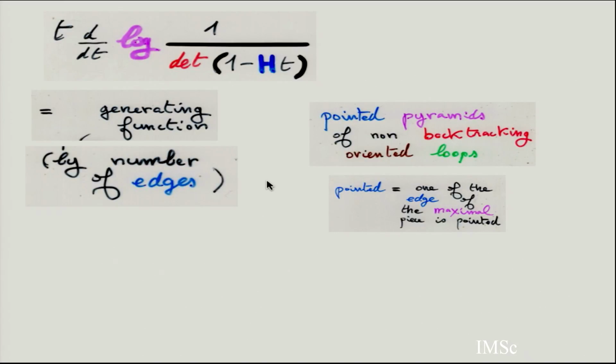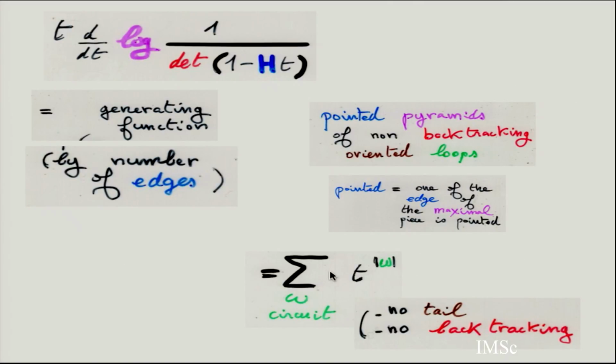So if you think, the pointed edge is the starting edge. Yes, the starting edge is a starting point. So by the usual theorem of the previous chapter, I am taking pointed pyramids of non-backtracking oriented loops. And this is exactly starting from this. It's going to be the generating function of circuits with no backtracking and no tail. So I gave a proof of the equivalence between the second condition and the first.